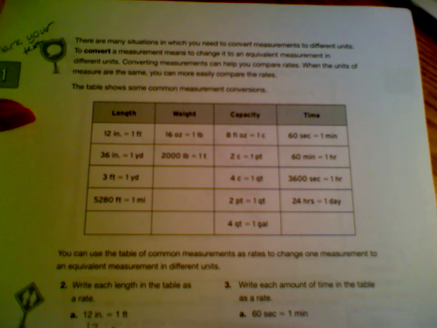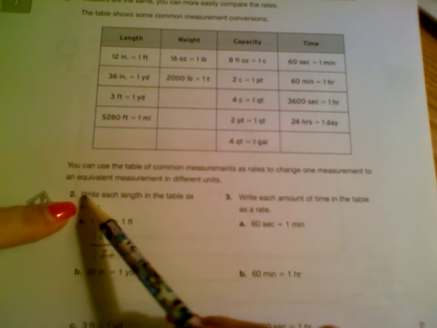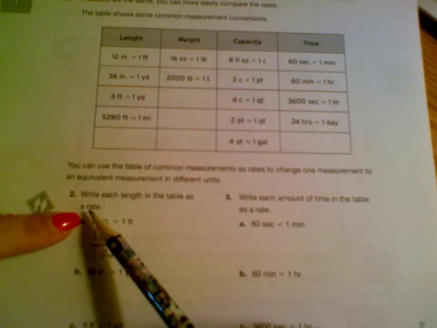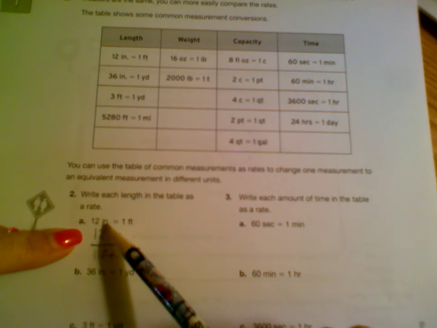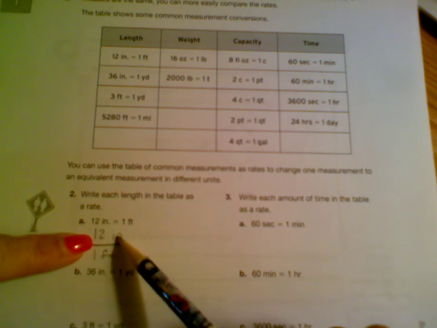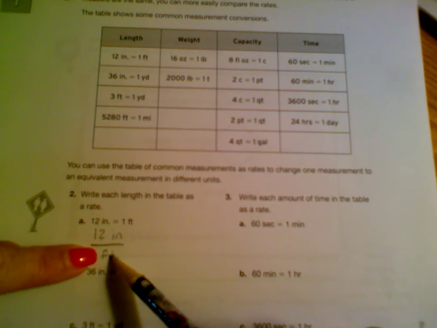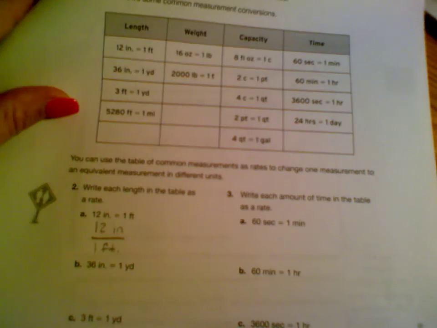And then problems 2 and 3 are almost so simple that most kids get confused. All they're asking you to do is write each length in the table as a rate. So they gave me 12 inches is 1 foot. 12 inches over 1 foot. That's it. So you're going to finish this page.